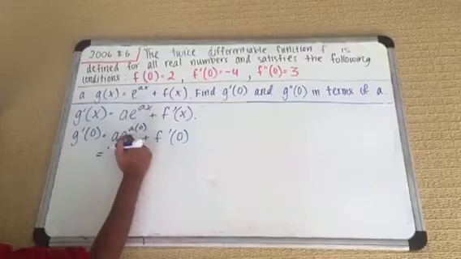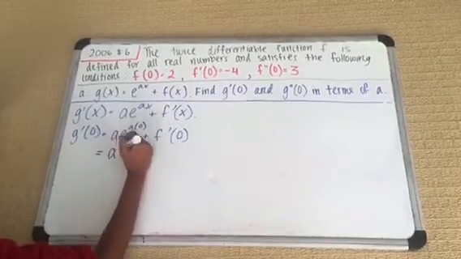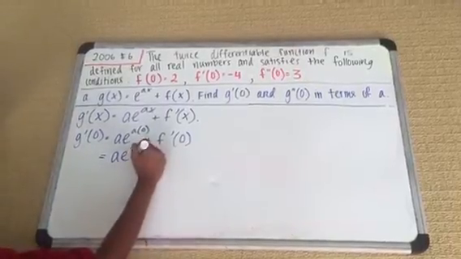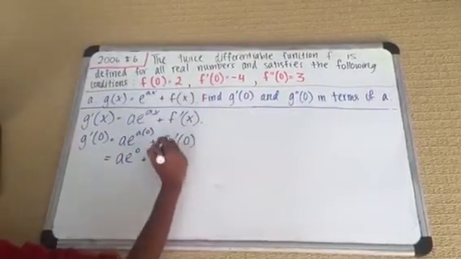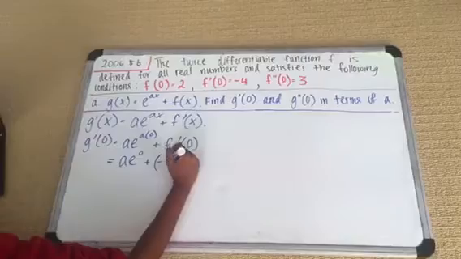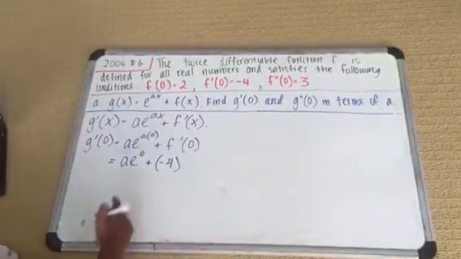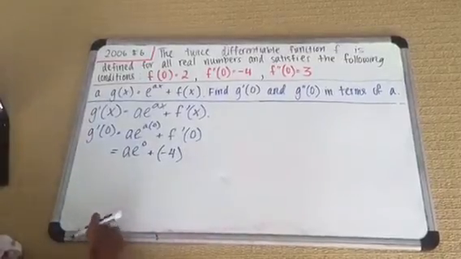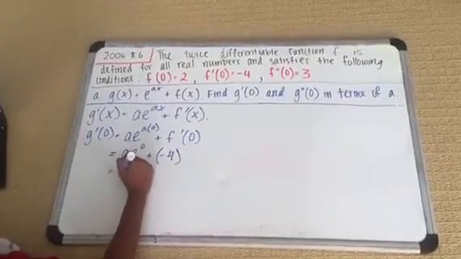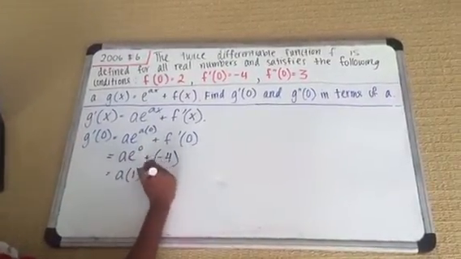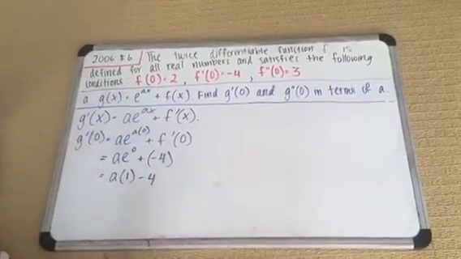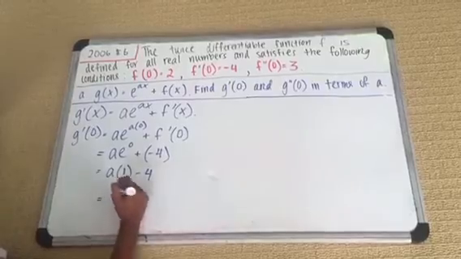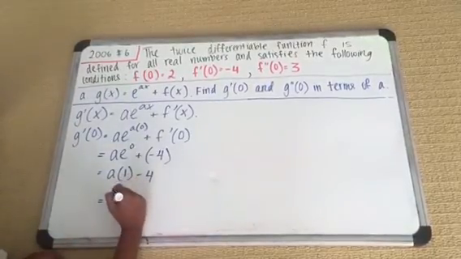And a times 0 would just be 0, so a times e to the 0 plus f prime of 0, which is -4, so plus -4. And e to the 0, any number to the 0 is just 1, so it equals a times 1 minus 4, and a times 1 is a, so our final answer for this part is a minus 4.